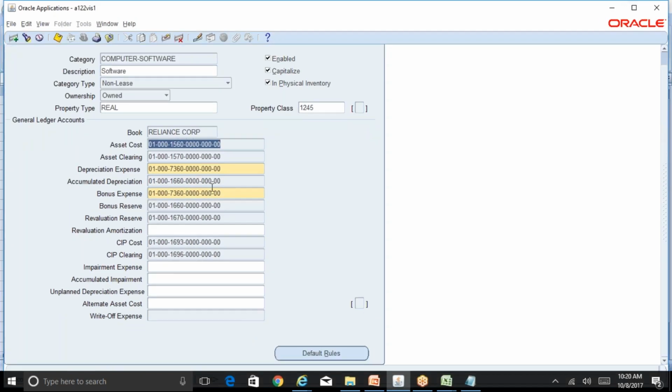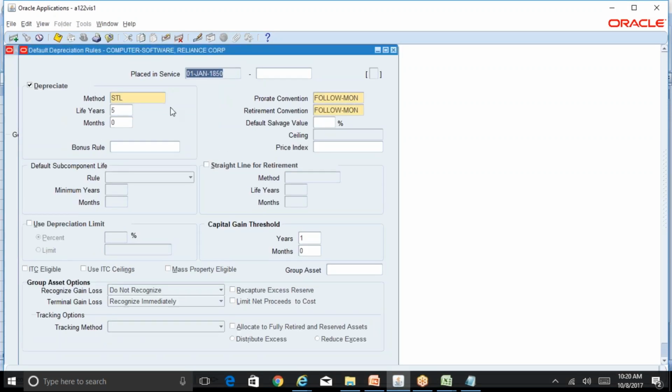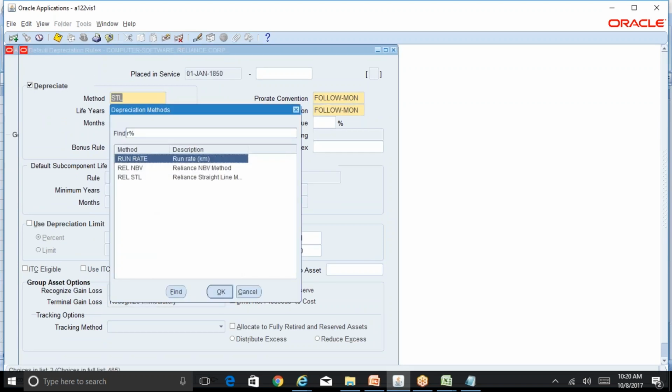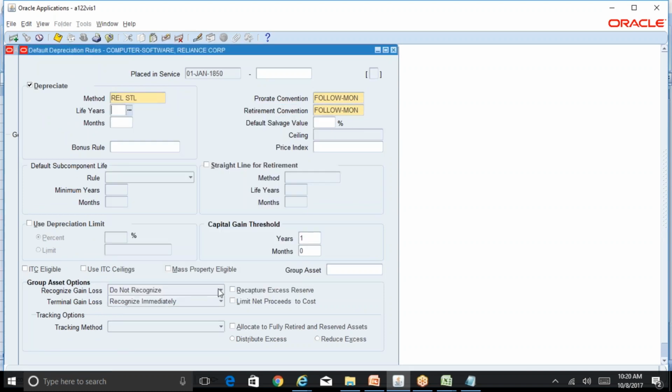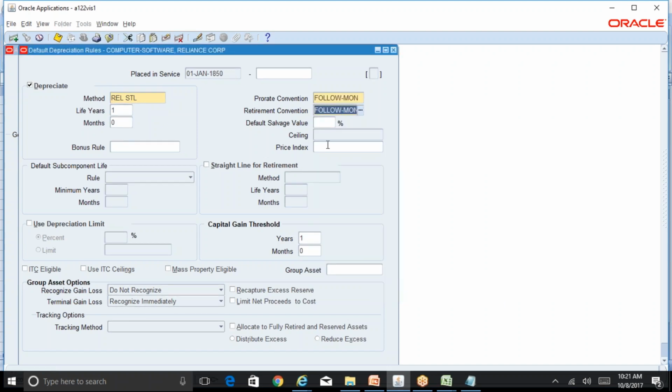So apart from entering this ledger account, you need to click on default rows and rules, and you need to specify the depreciation method. So what is our depreciation method? Reliance straight line. Click on life. If you remember, for this particular Reliance straight line method, we have created life as 1 year. So select that particular life of 1 year, and also select the prorate convention and retirement convention. Prorate convention is from when the system should start calculating the depreciation, following month. That is what we have created. And for retirement also you have to use the same logic. So you are selecting that.